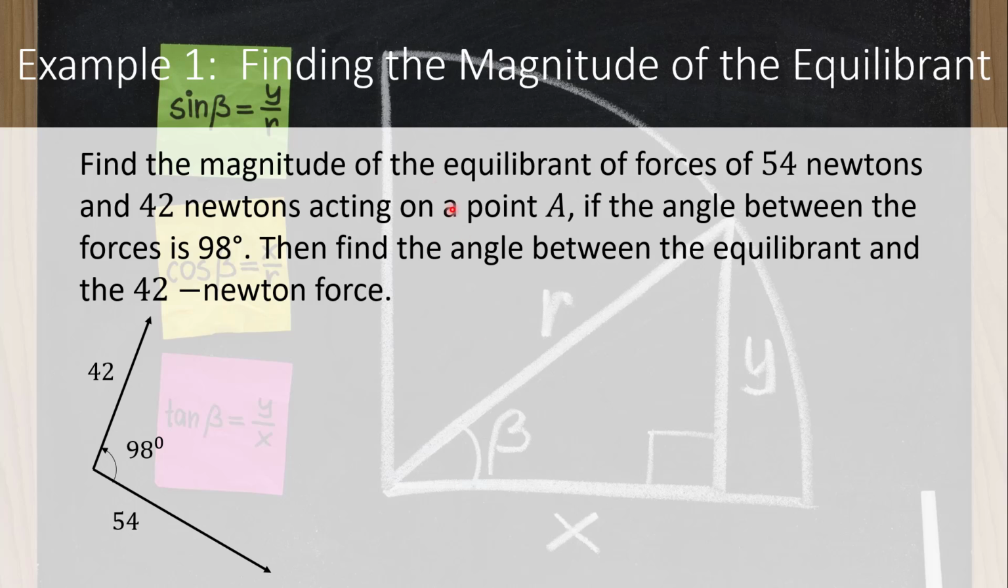Here we want to find the magnitude of the equilibriant of the forces of 54 newtons and 42 newtons acting on a point A, if the angle between those two forces is 98 degrees. Then we want to find the angle between the equilibriant and the 42 newton force. Okay, so here is a diagram of those two forces. This right here is point A. And before we can figure out what the equilibriant is, we probably need to find their resultant. And remember, the resultant is basically the vector a plus b.